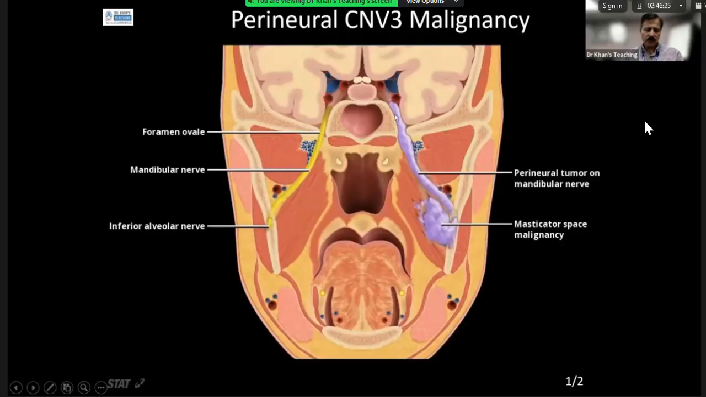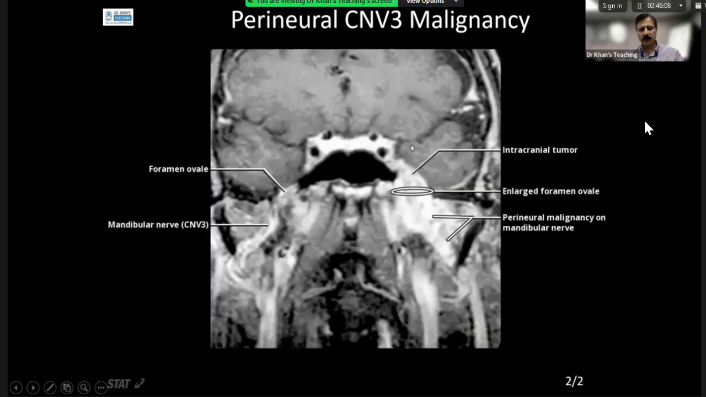This is just a diagram to show that a tumor in the masticator space can go into the intracranial cavity through the V3. We call it perineural spread of tumor. And of course, it will pass through the foramen ovale. This is a case in which there is enhancement and enlargement. I've shown you a similar case when we were doing temporal bone, and maybe I'll show you later today once again.